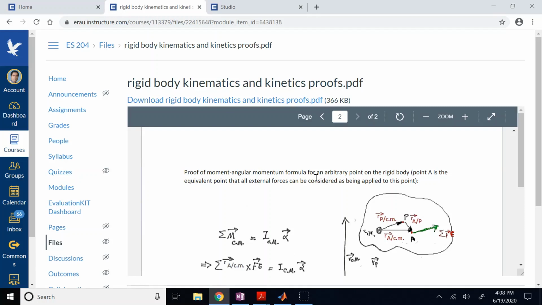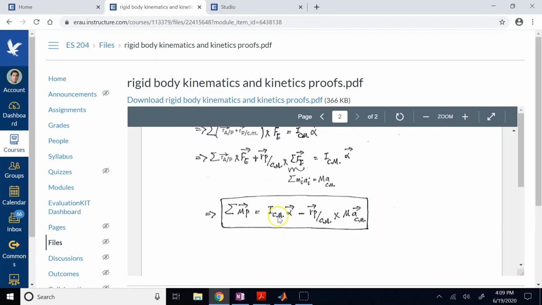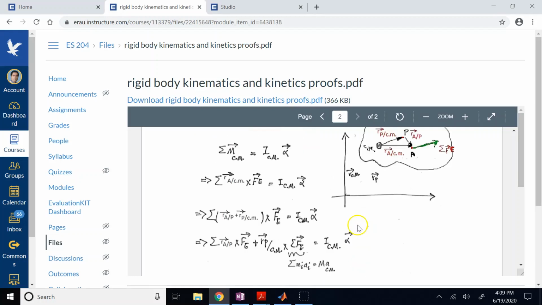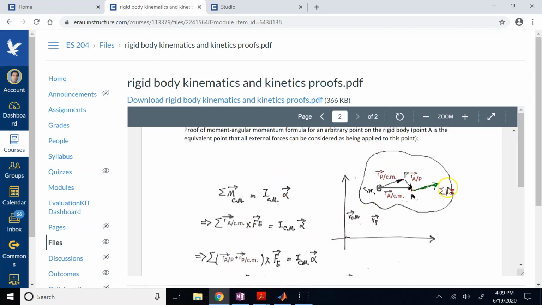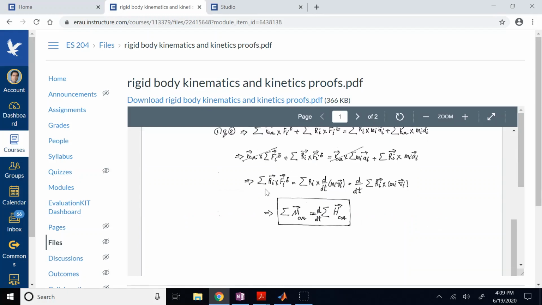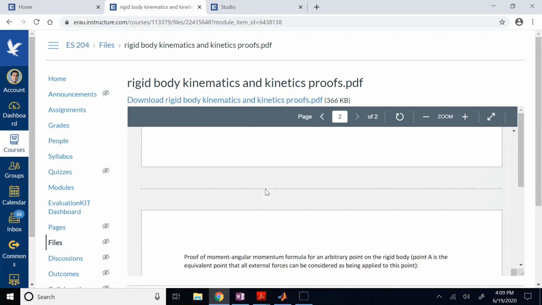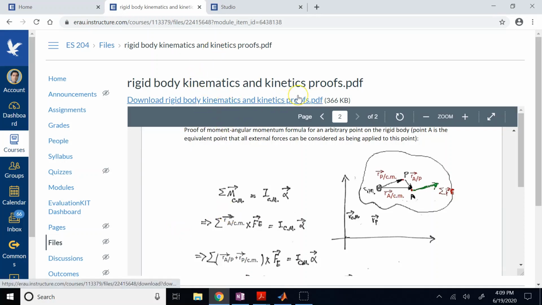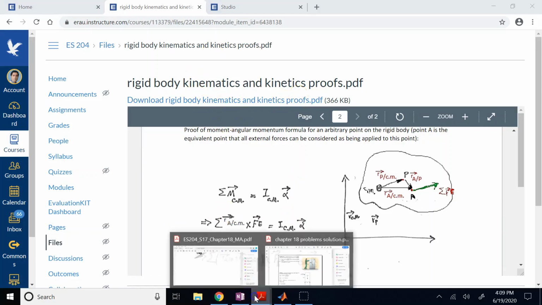So here you can see that I have started from the one that we can use. Sum of the moment about centroid is I about centroid times alpha. And then I move forward and prove that sum of moment about P is I CM alpha minus R of P with respect to CM cross M A CM. Okay, and it is not really hard to show that proof. Just wanted you to take a look at that, and we can discuss in the classroom if you have questions about it. So it is on the second page of this proofs of rigid body kinematics and kinetics. Take a look at that.